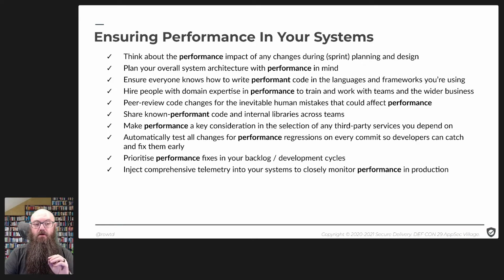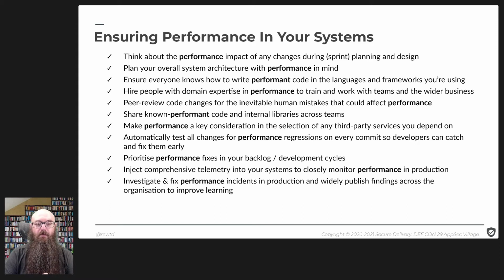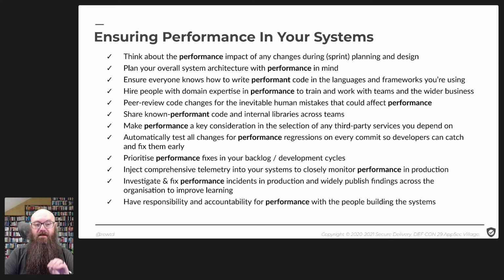And we'll inject comprehensive telemetry to measure and monitor performance in production. We'll investigate any performance incidents we have in production, and we will widely publish the findings. And we'll have responsibility and accountability for performance. We'll sit with the team, with the people building the systems.